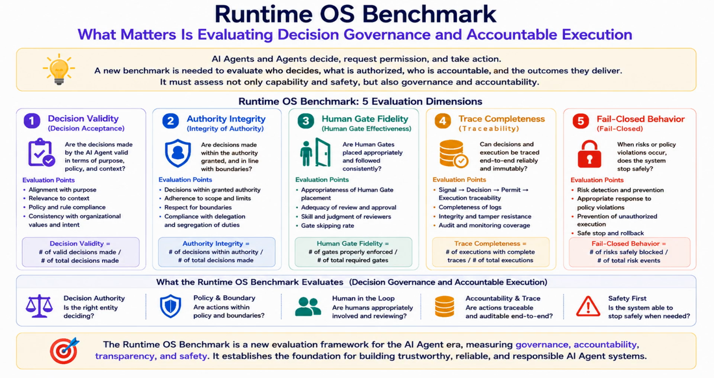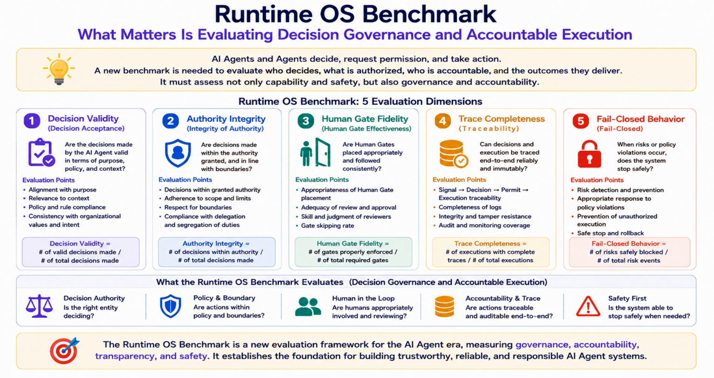This leads us to the Runtime OS benchmark. This benchmark is not designed simply to measure how intelligent an AI is or how safely it can operate. What it evaluates is decision governance and accountable execution. To do this, we define 5 evaluation dimensions. The first is decision validity. This evaluates whether a finalized decision was truly valid in light of the objective, the available facts, and the applicable policies. The second is authority integrity.